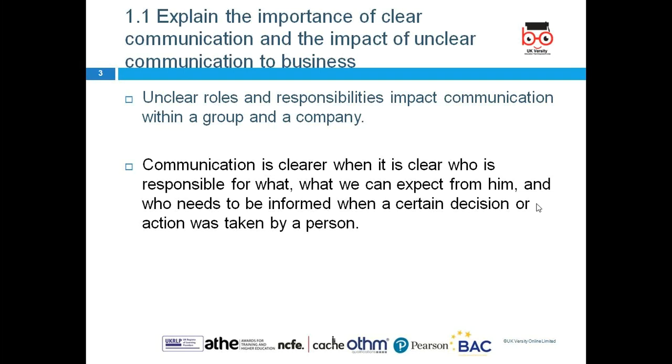So explain the importance of clear communication and the impact of unclear communication. So we're just going to look at the roles and responsibilities that we have as an impact on communication within a group or within a company. So when communication is clearer, you know what you're actually responsible for, what you can expect, what needs to be done, and what everybody's roles and responsibilities are within their team.